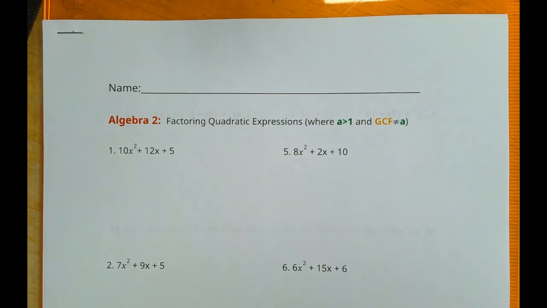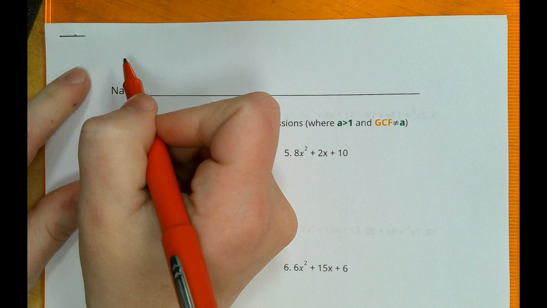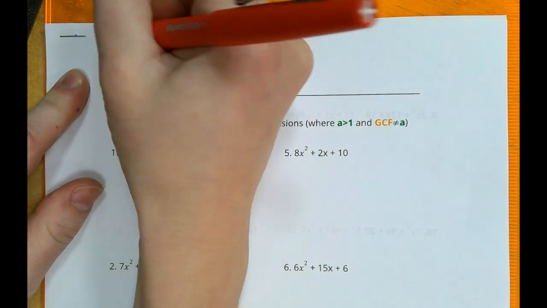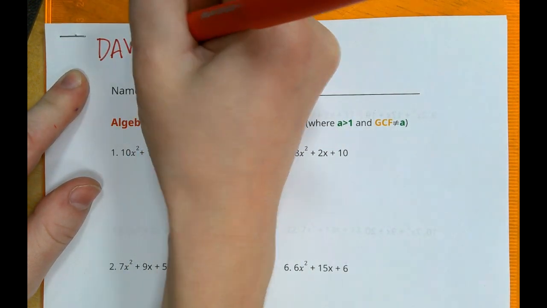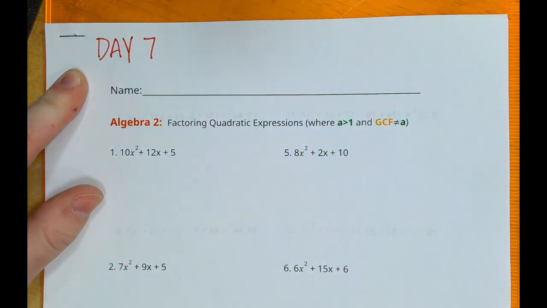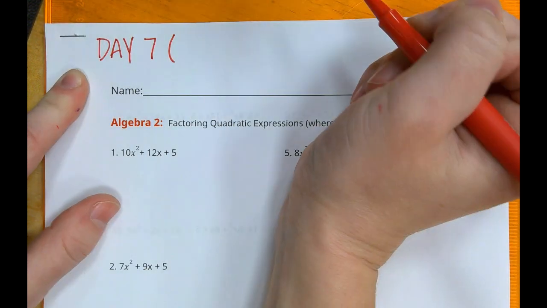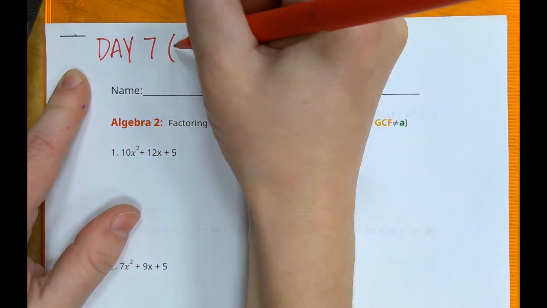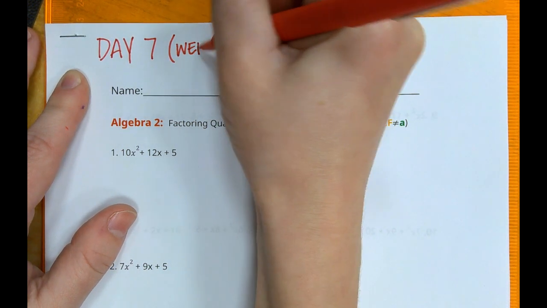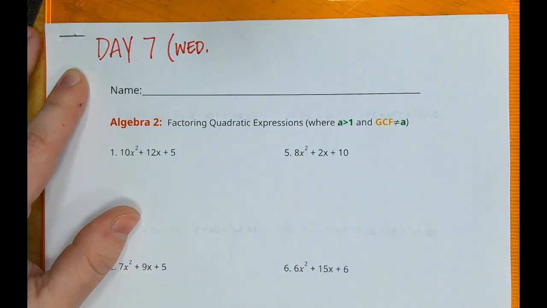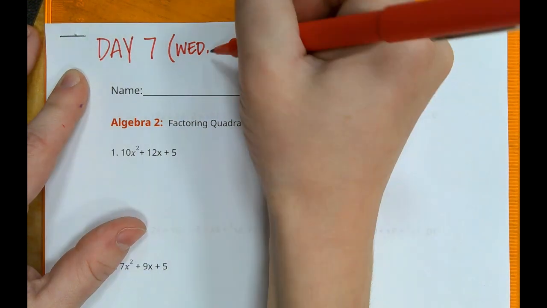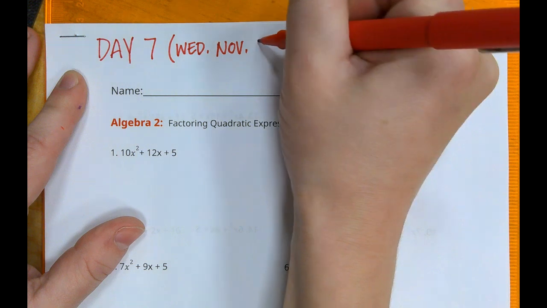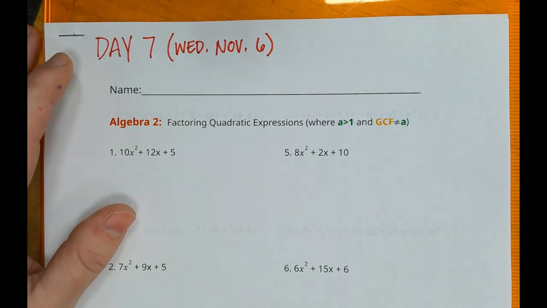Before we start on this worksheet, this is optional. I'm going to label this paper day 7 because that's today, because you guys have maybe noticed I'm notorious for losing things. I want to remember that day 7 is when we did this. And I'm also going to write the date. It is Wednesday, November 6th.